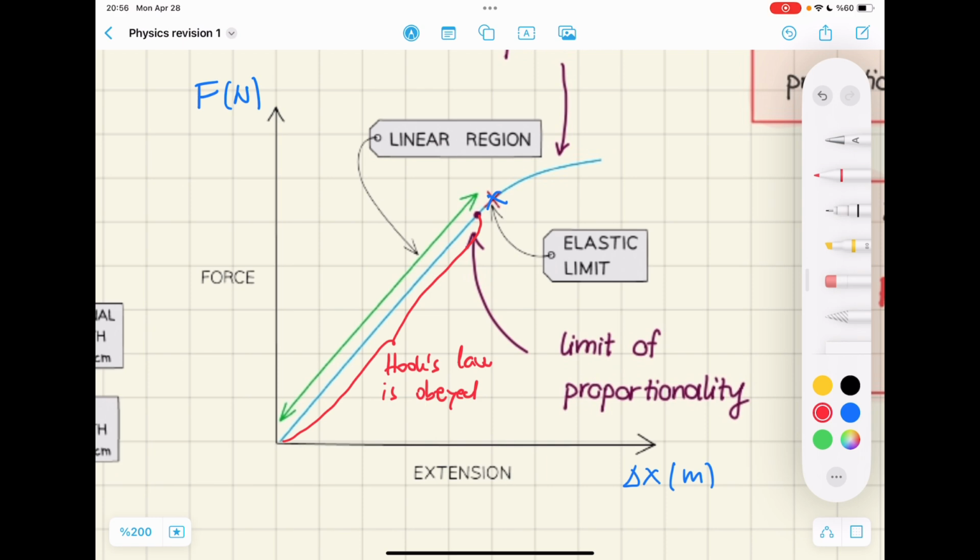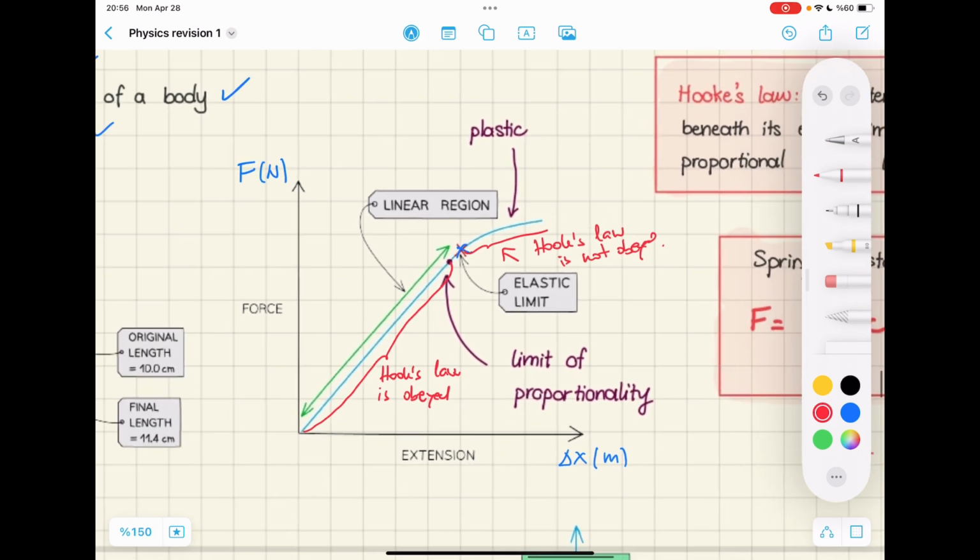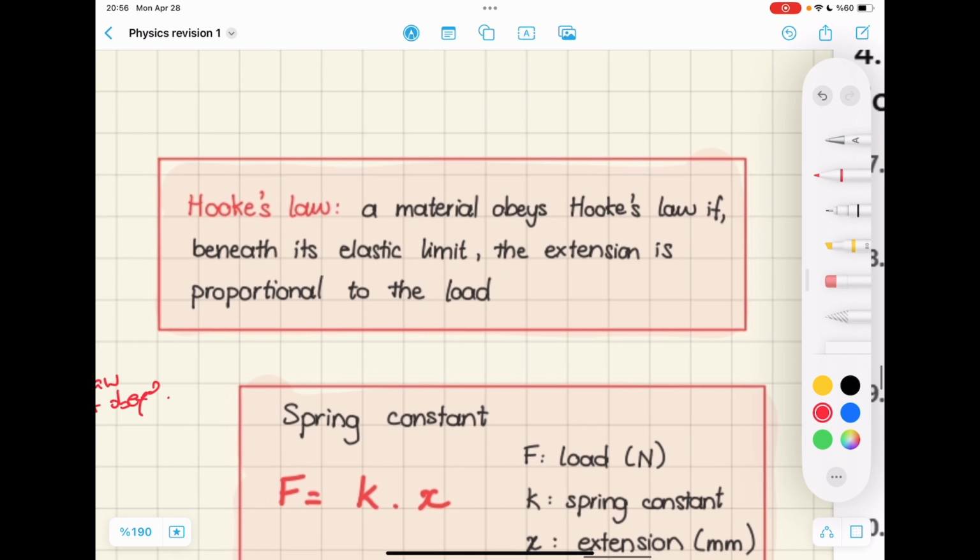And here, from this point onwards, Hooke's law is not obeyed. Doesn't work anymore. Okay, after the limit of proportionality. Hooke's law says a material obeys Hooke's law if, beneath its elastic limit, the extension is proportional to the load.